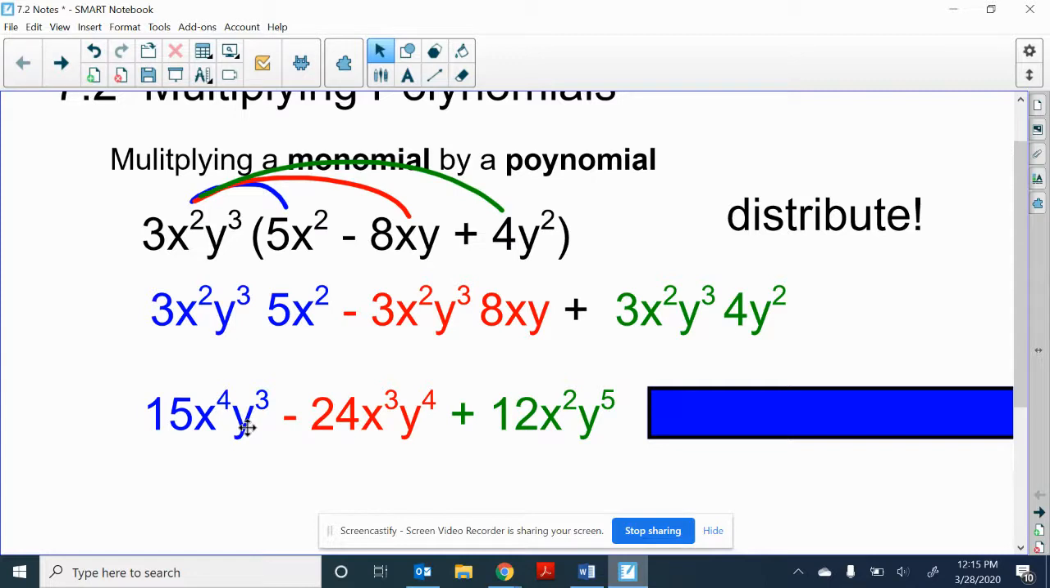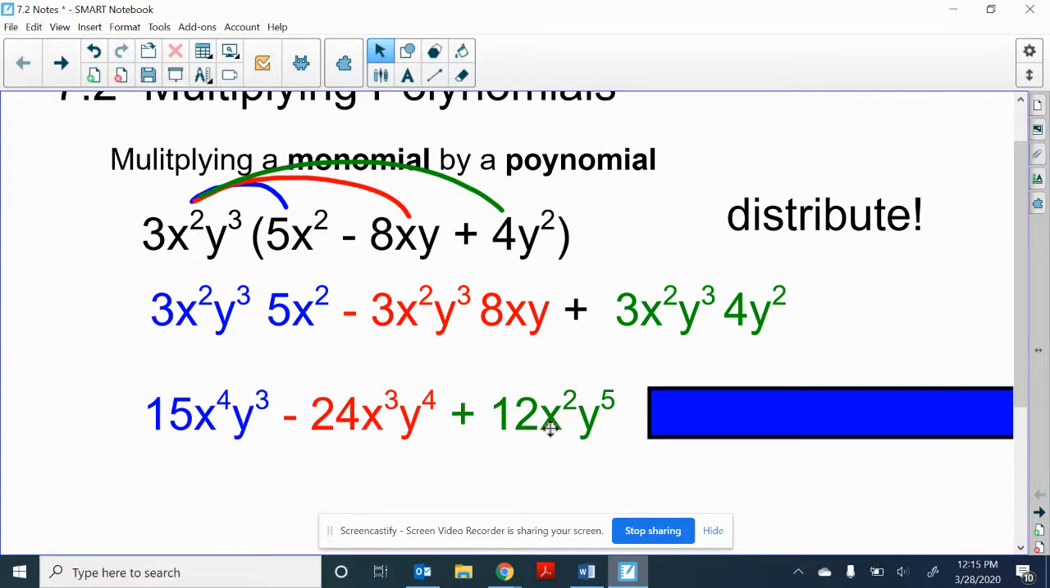Now, I know everything has an x and a y, but none of these are like terms because the exponents don't match. I have 4x's, 3x's, 2x's. There's nothing that matches. So the last thing I want to make sure is this polynomial in standard form? So let's just check the degree of each term. 4 and 3, this is degree 7. 3 and 4, this is also degree 7. 2 and 5, this is also degree 7. So this is a degree 7 trinomial.